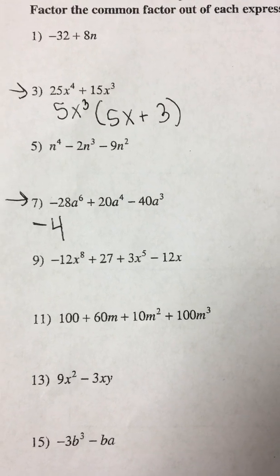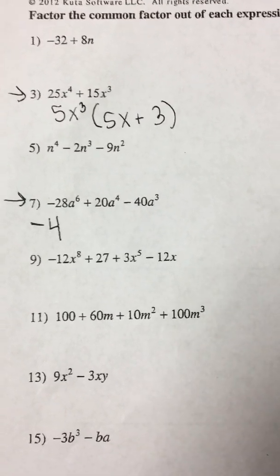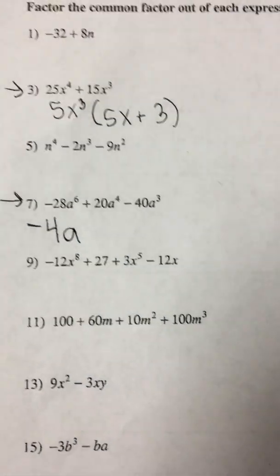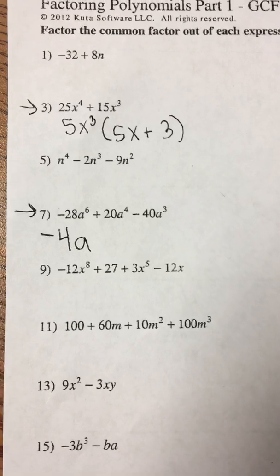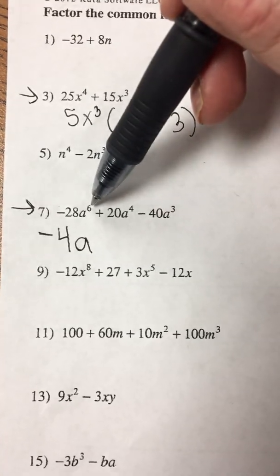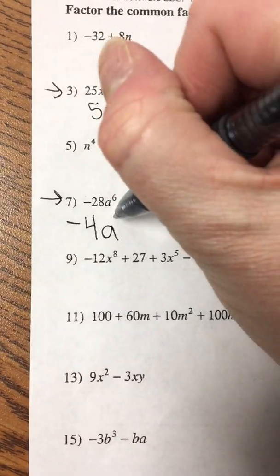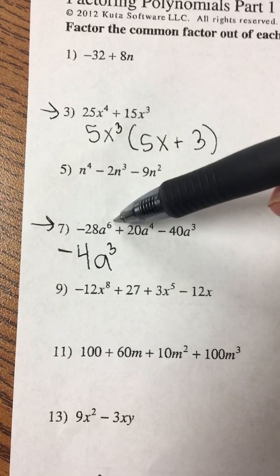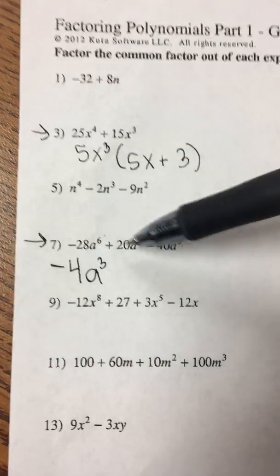So I have negative 4 as my coefficient, but now I need to look at the variables. What variable do they have in common? A. And then what should the exponent of A be? To give you a hint, it's always to the lowest power. So that's 6, that's 4, there's 3. So I can actually pull out 3 A's from each of these. Like that one has 6 A's, that one has 4, that one has 3. I'm going to pull out 3.